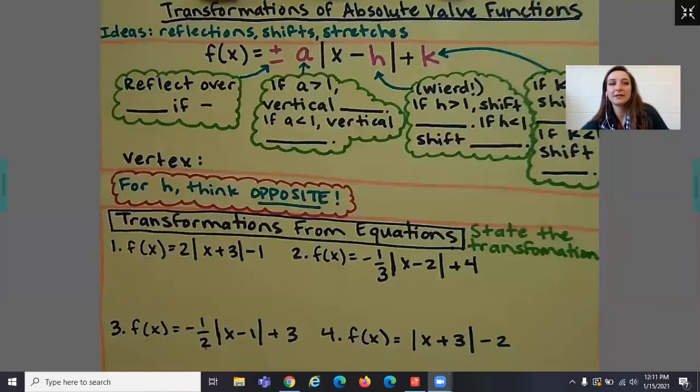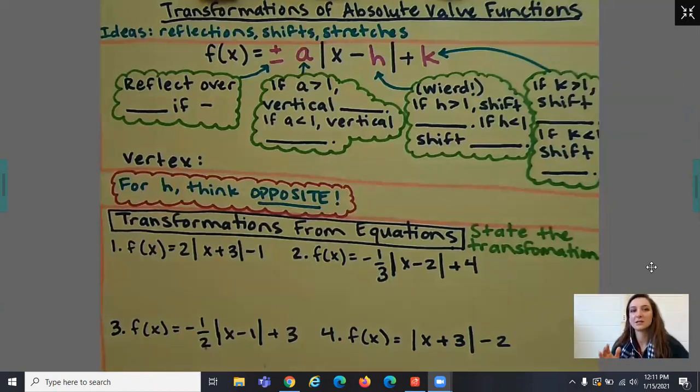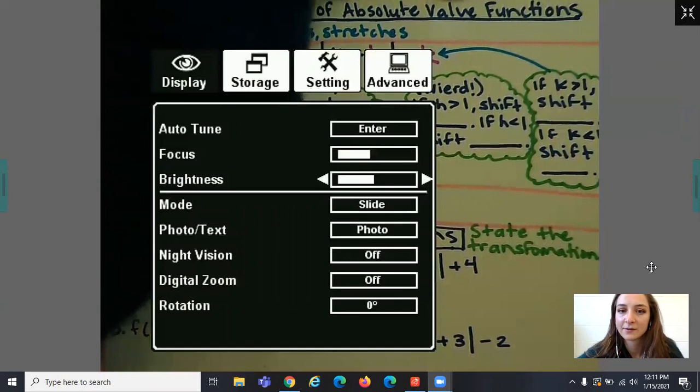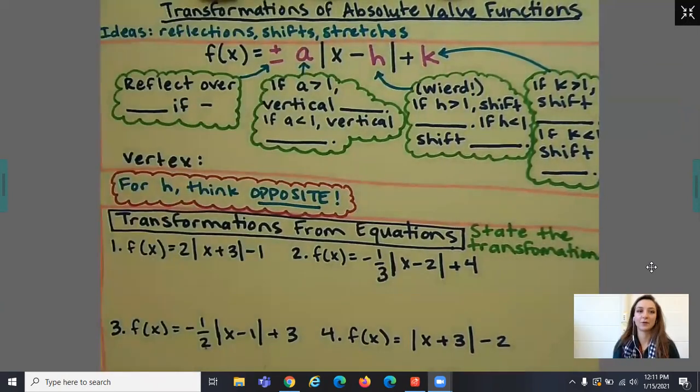Okay, so the main ideas in this video are going to be reflections, shifts, and stretches. So we're just going to be using this form to help us out with looking at the equations. So let me turn my brightness up real quick. Okay, there we go. So we're going to start with this form. This is actually the same form that we were using in the previous video to talk about the vertex and things like that. And that actually is directly correlated to the transformations of the absolute value functions.